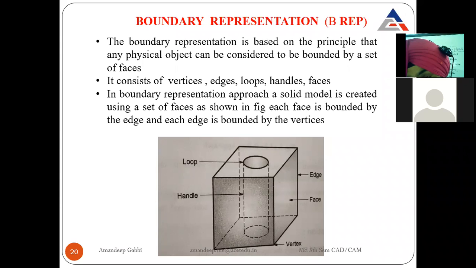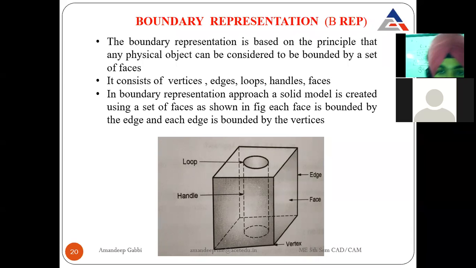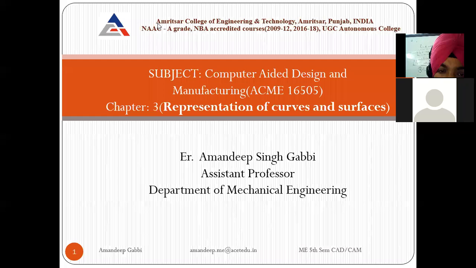In CSG approach, we use primitives, the solid objects that are already available in CAD software. We join these solid bodies to formulate a particular product. But in this case, we use faces and join these faces to form a particular solid. So this is all about this chapter. Now we will take another chapter.